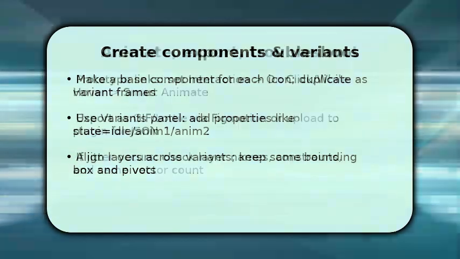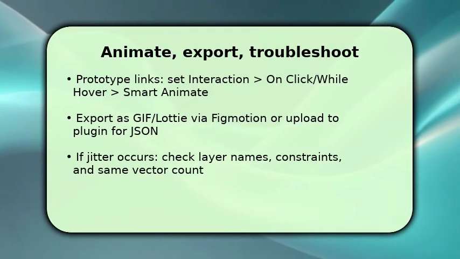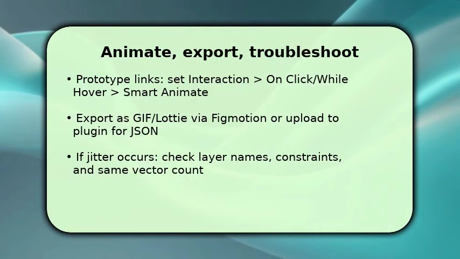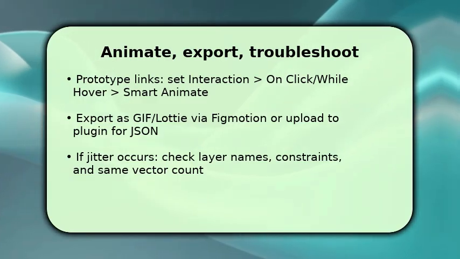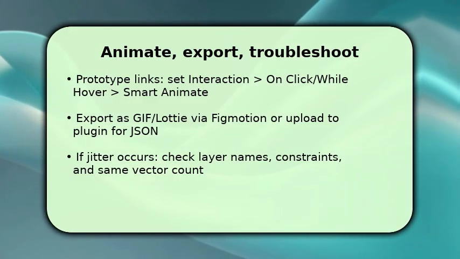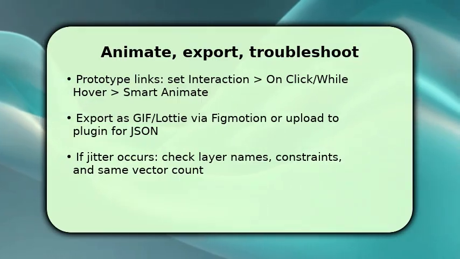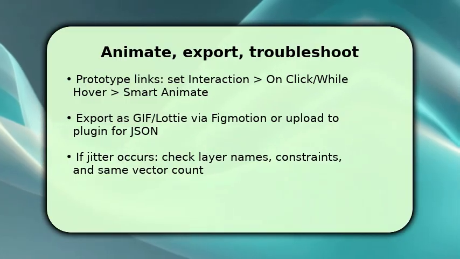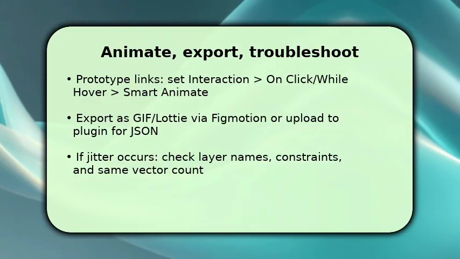Finish by wiring prototypes or exporting the animated icon. In prototype mode, link the initial variant to the target variant and choose on click or while hover, then pick Smart Animate and set duration/easing. For production, use a plugin like Figmotion or Lottie exporters to export GIF or Lottie JSON depending on platform needs.